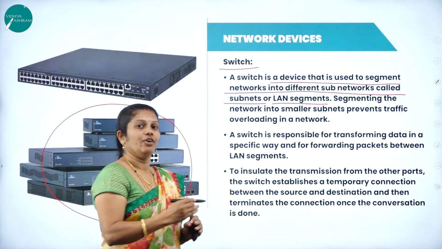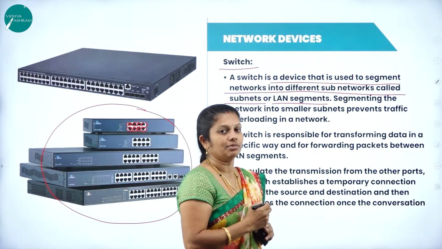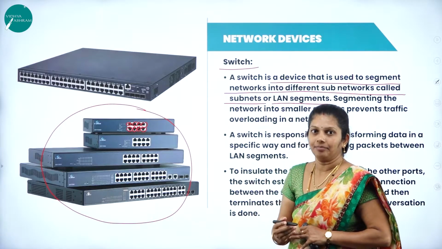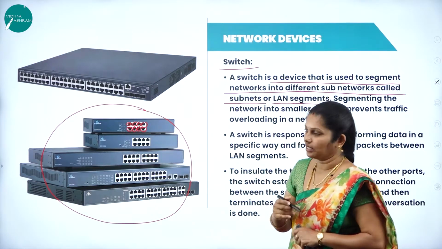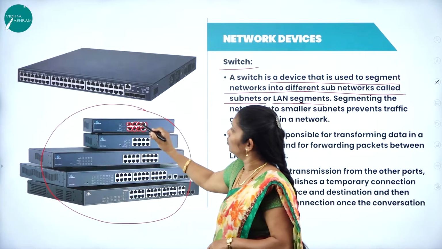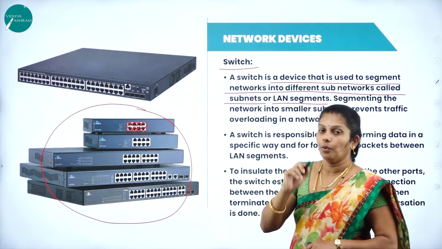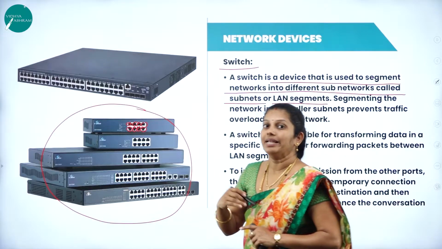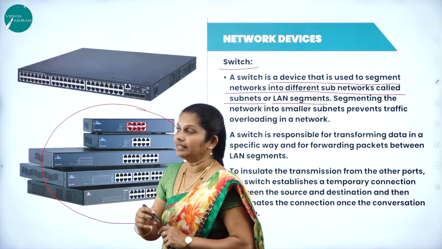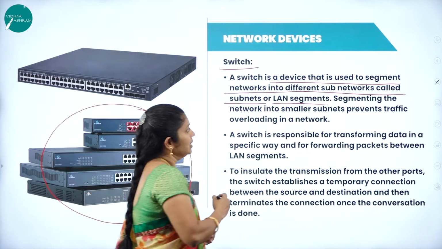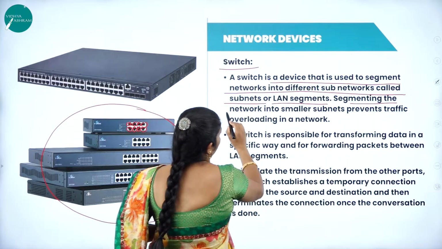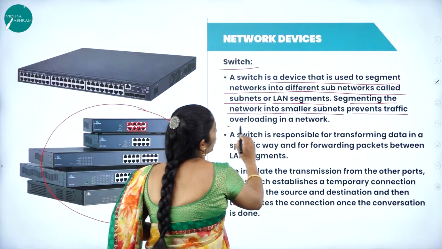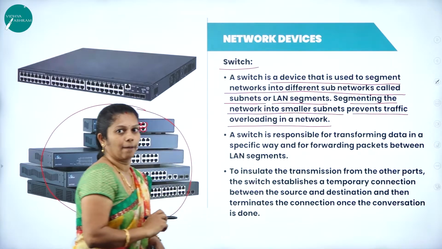For example, in the lab we have around 10 systems. We want to connect all the systems to the internet. Then we use this switch. That means each and every system is connected to a port. Then we can get the internet here. To perform LAN operation, we need this switch. Segmenting the network into smaller subnets prevents traffic overloading in the network.